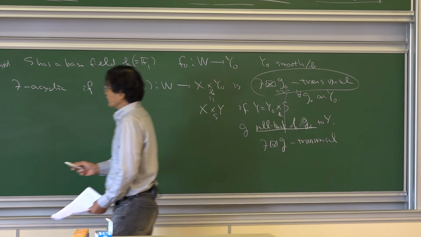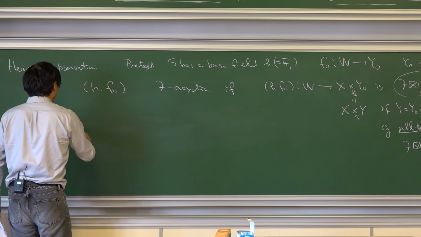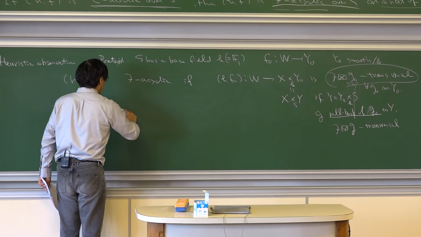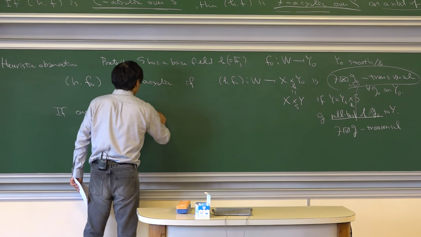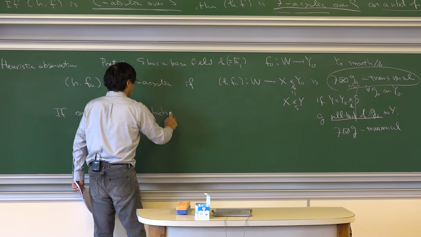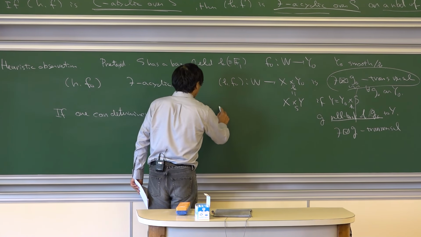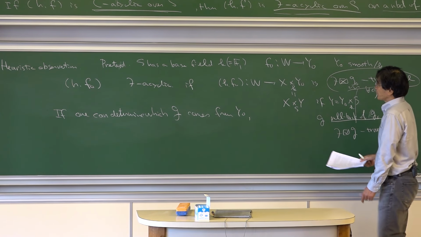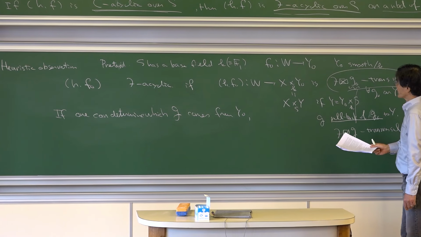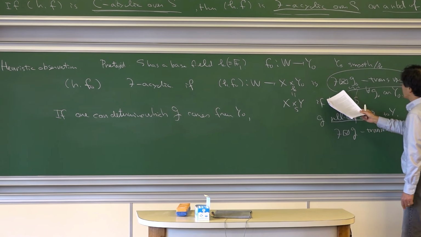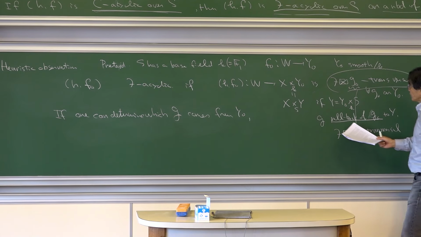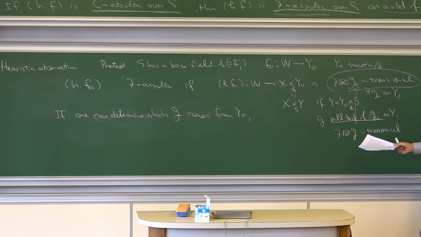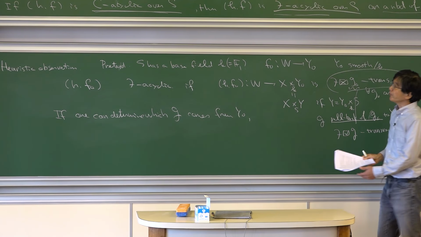So this means that if one can determine which G comes from Y0, then we can make a good definition. So we require this transversality only for such G coming from Y0, then we can make a definition like this.